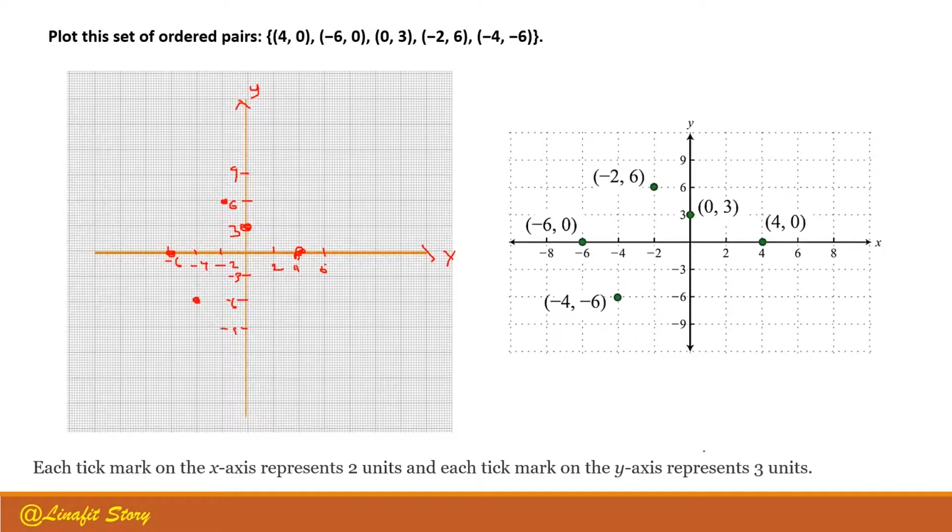So I repeat, this is (4, 0), (3, -2), (-6, 0), and here is (-4, -6).